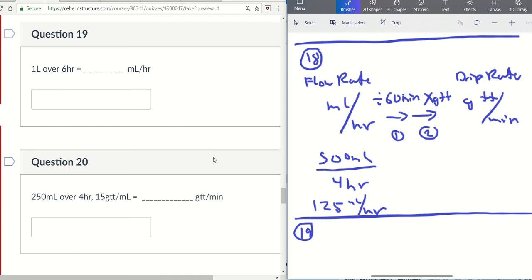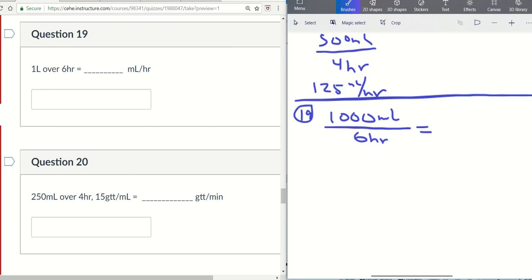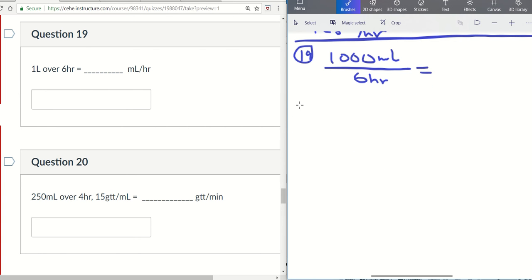Number 19. How many mLs do we have? 1,000 mLs. And the hours is 6. So simplify that. Did we round it up? Yeah, round it to the nearest mL. So what'd you get? 167. So you want to go with 167.